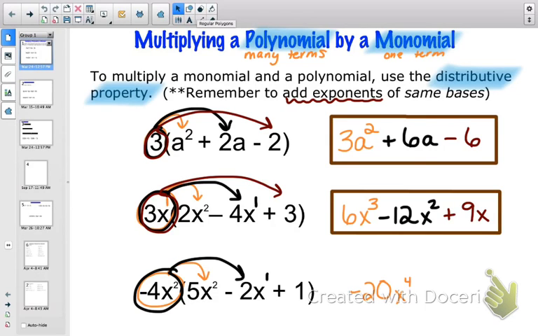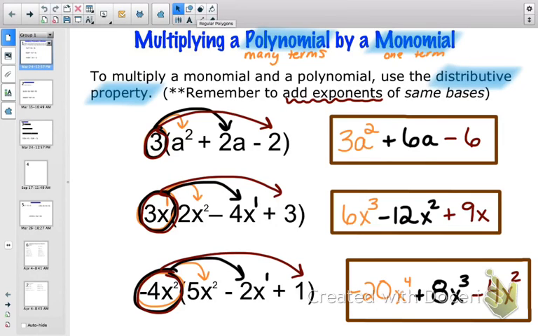Negative 4 times negative 2 is positive 8. And then x squared times x to the first is x to the third because 2 plus 1 is 3. All right, last but not least, anything times 1 is just going to be itself, so minus 4x squared. All right, we'll move on to the next slide.